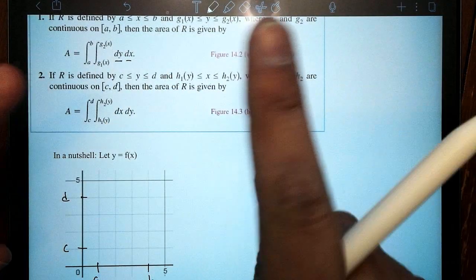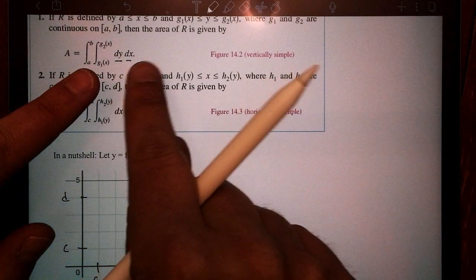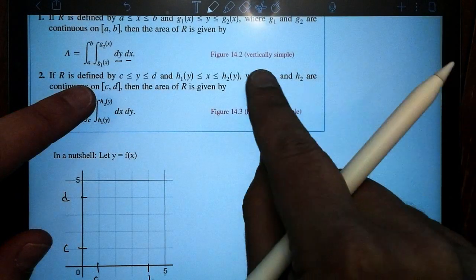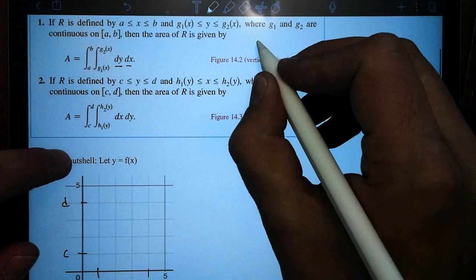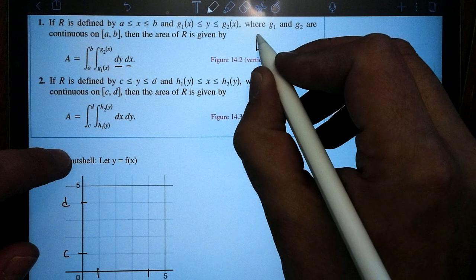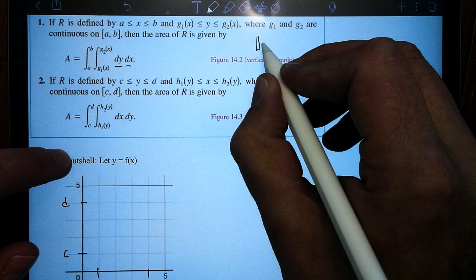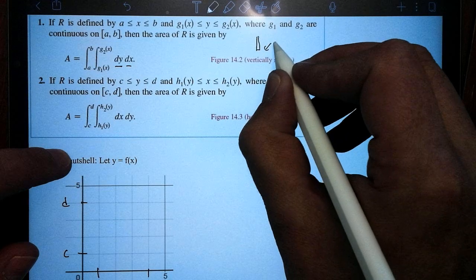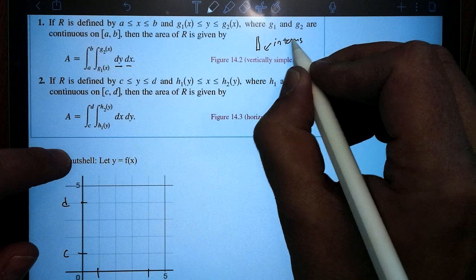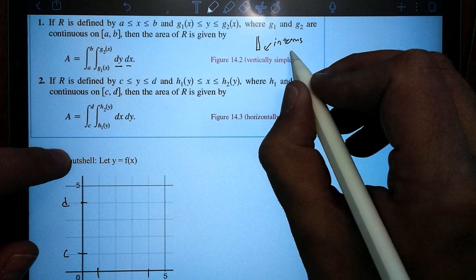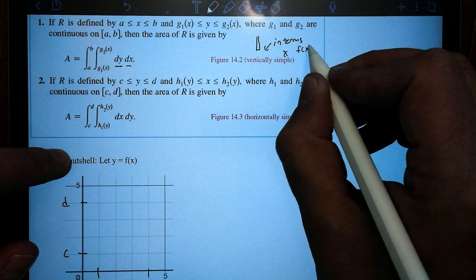So if we have it in the form dy dx, we call this vertically simple. In other words, we're starting with our vertical rectangle from last year, and in this case, everything has to be in terms of x. Or the first integral has to be in terms of x. We're dealing with f of x.